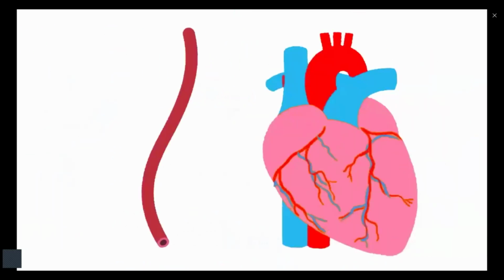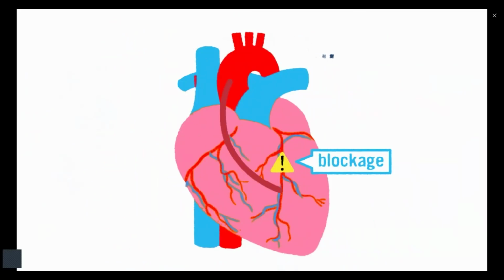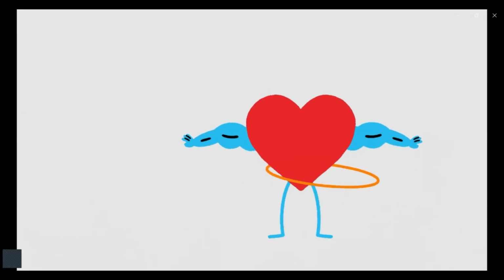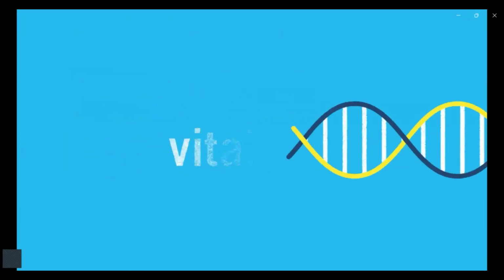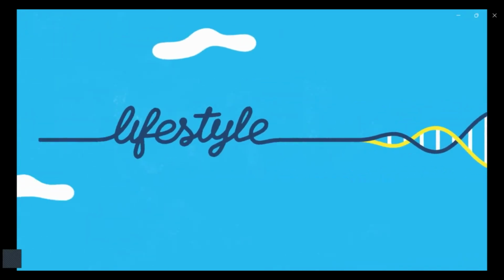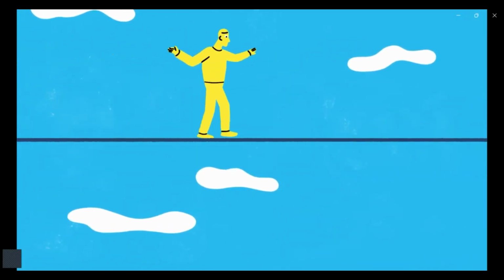Using a piece of vein or artery from another part of the body, heart surgeons can reroute blood flow around the blockage. These procedures reestablish circulation to the cardiac muscle, restoring heart function. Heart attack treatment is advancing, but prevention is vital. Genetics and lifestyle factors both affect your risk, and the good news is that you can change your lifestyle.